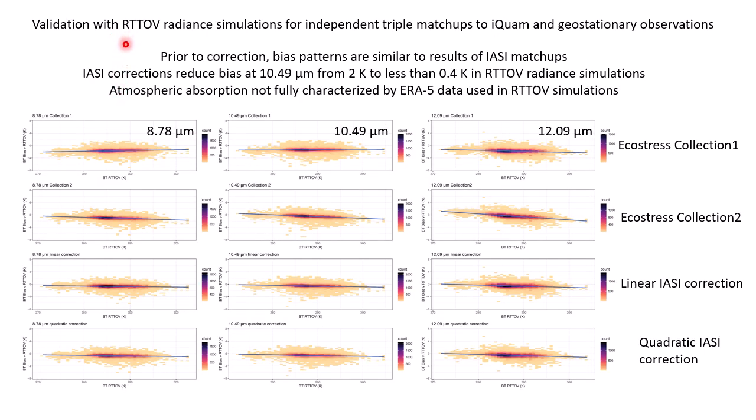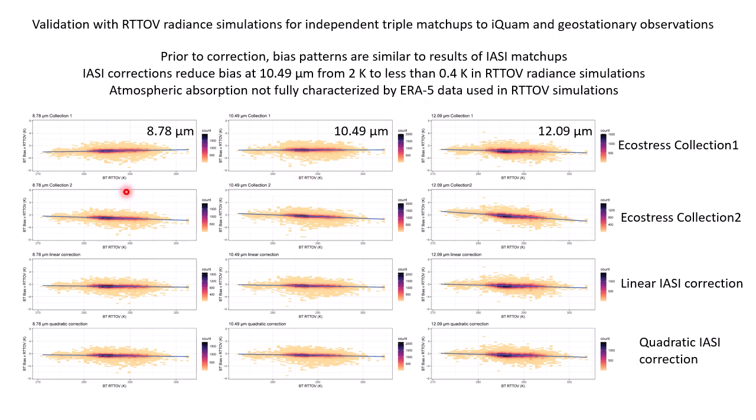We did a completely independent second validation using radiative transfer simulations at triple matchups to iQUAM in C2 data and geostationary observations flagged as cloud-free. Prior to the corrections, the bias patterns are the same as what we saw in the IASI measurements. The ECOSTRESS Collection 1 data have about a 2-degree cold bias.